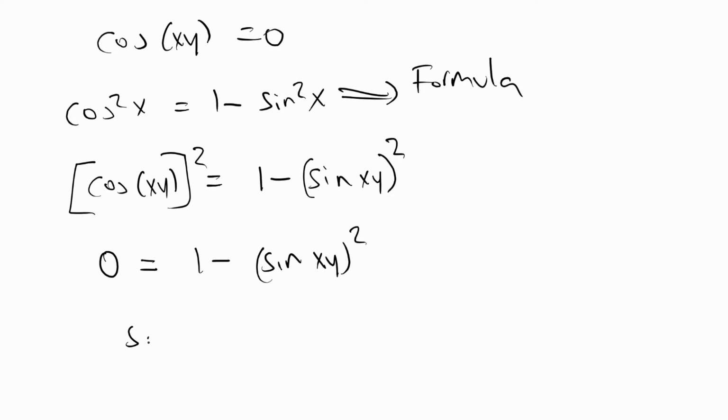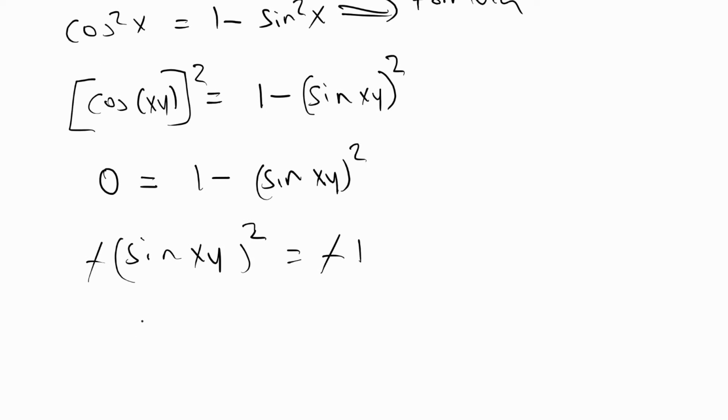So I know that sine of xy whole square negative is equal to negative 1. Negatives and negatives cancel. So we get finally that sine of xy is equal to the root of 1, plus or minus.